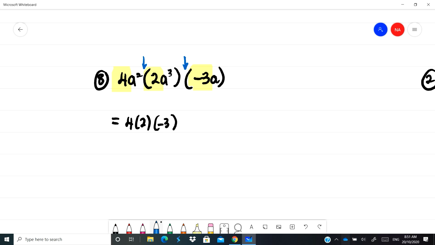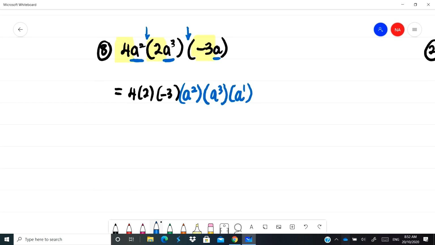Right, now I'm going to collect those a's. Right, a square, right, lagi, a to the power of 3, lagi, a kuasa 1. So, I'll just write a to the power of 1. Alright, so now, nombor darab nombor, berapa nombor darab nombor? 4 darab 2, 8, 8 darab negatif 3, negatif 24.